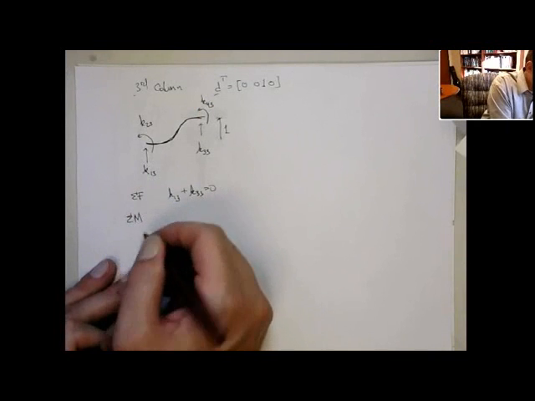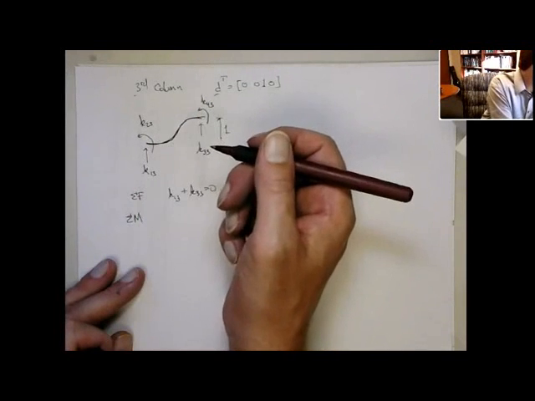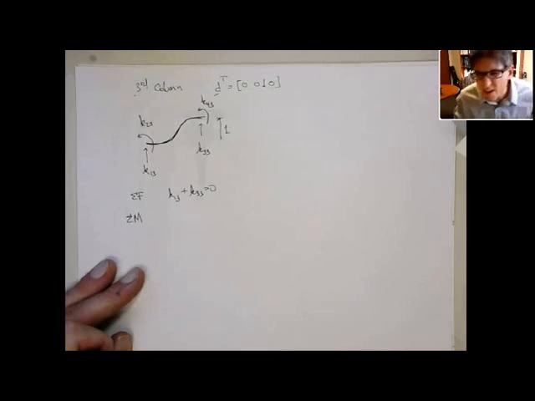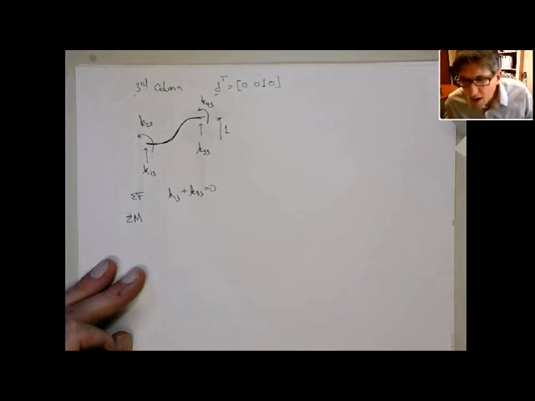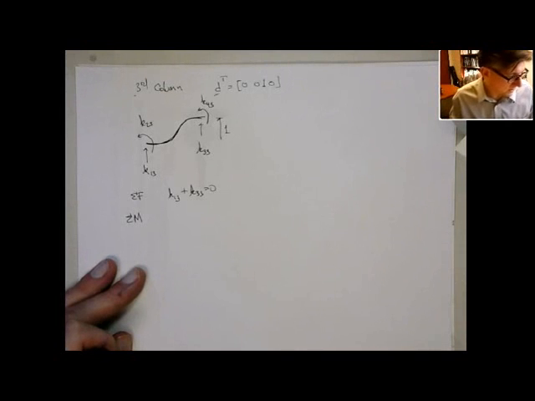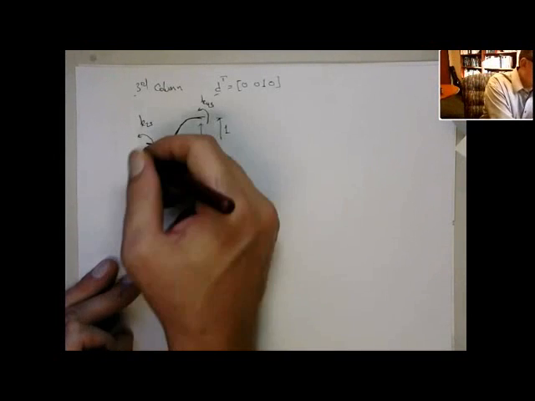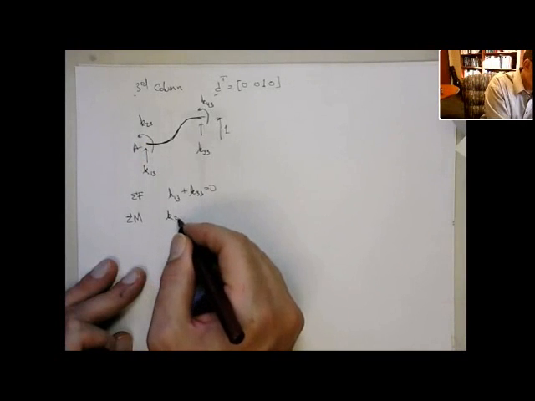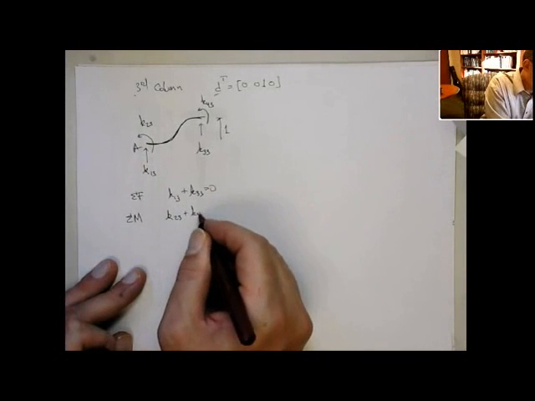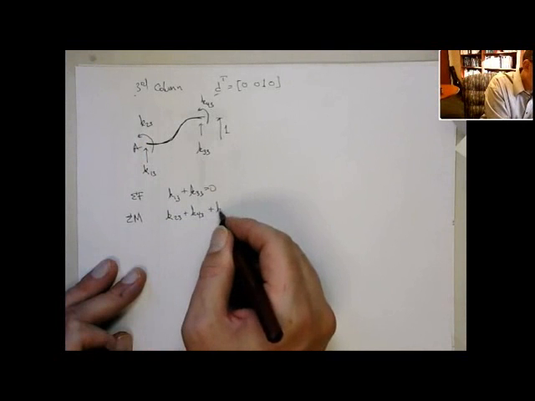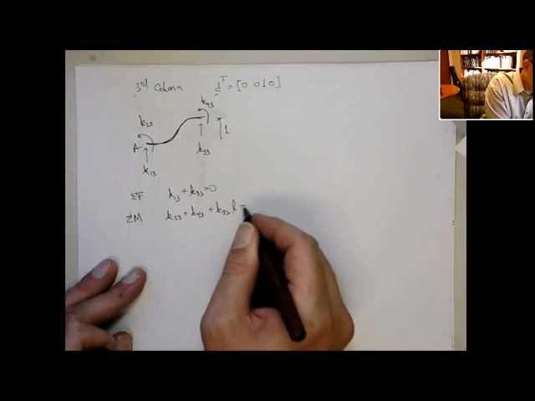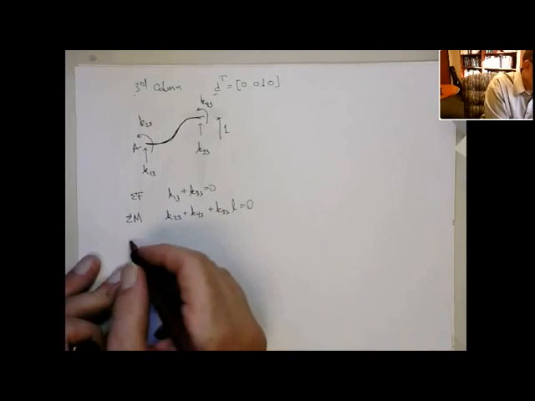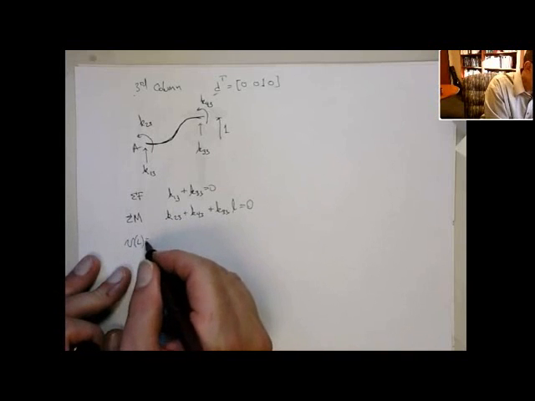Sum of moments. Let's do it so it's consistent. What did I do in Mathematica? I did sum of moments around A again. So this gives me K23 plus K43 plus K33 times L equals 0. And we also know now that the deflection at L equals 1.